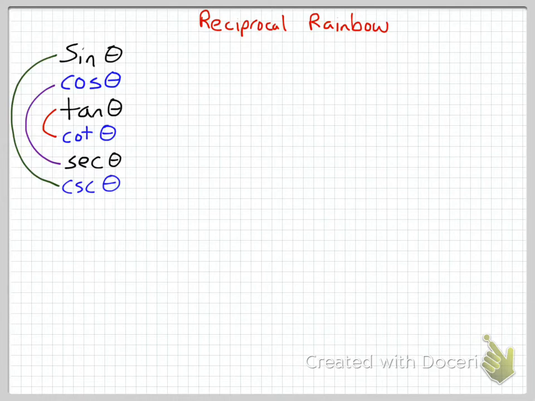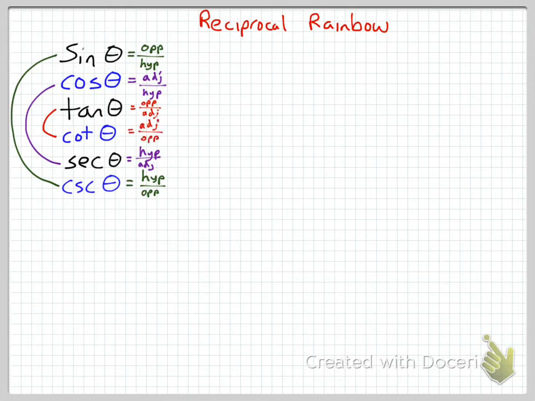The fractions are flipped. So if sine, you already know, is opposite over hypotenuse, that means cosecant is hypotenuse over opposite. If cosine, you already know, is adjacent over hypotenuse, then secant is hypotenuse over adjacent. See, I just flip them. Tangent, you already know, is opposite over adjacent, so cotangent is adjacent over opposite.